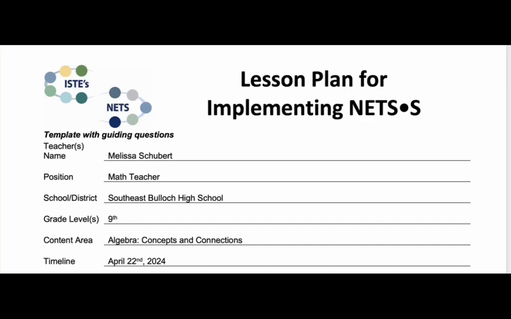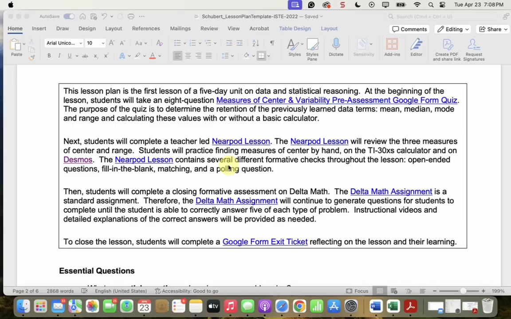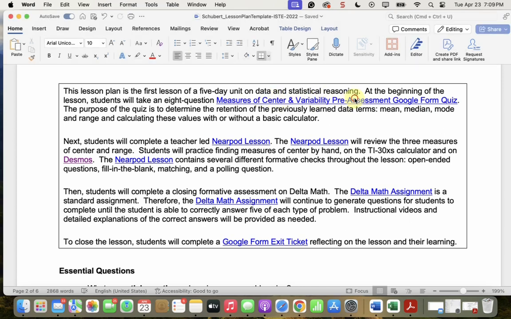My lesson plan for my 9th grade Algebra Concepts and Connections class was taught on April 22nd, 2024. This lesson plan is the first lesson of a 5-day unit on data and statistical reasoning. At the beginning of the lesson, students will take an 8-question Measures of Center and Variability pre-assessment Google Form quiz.